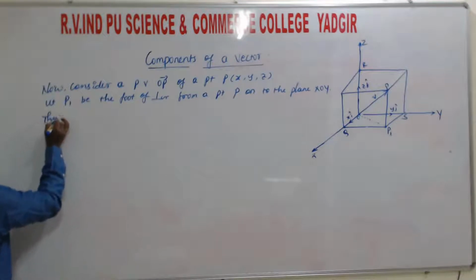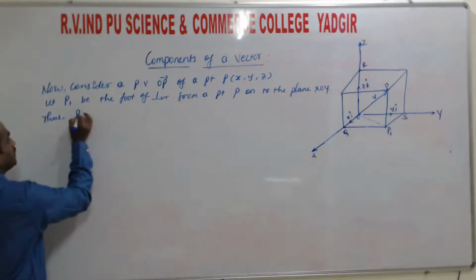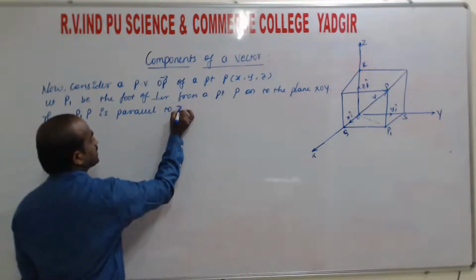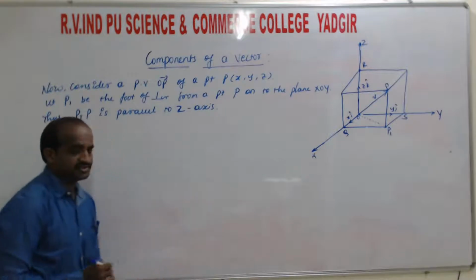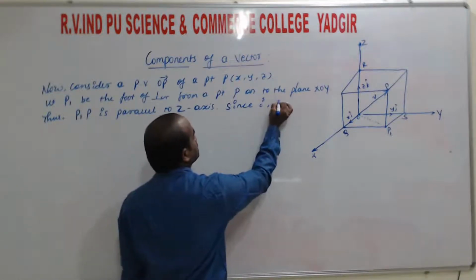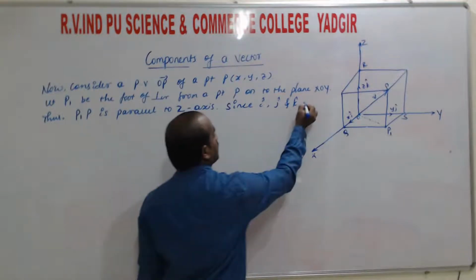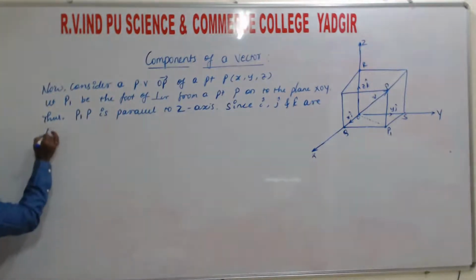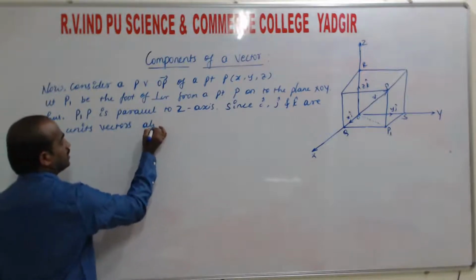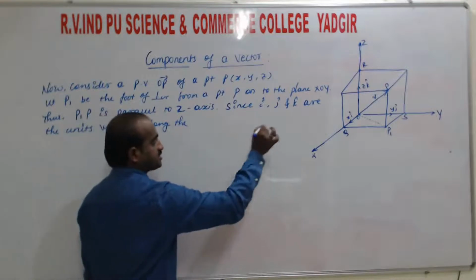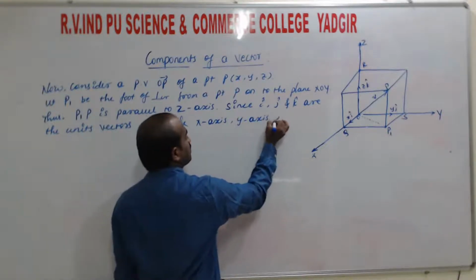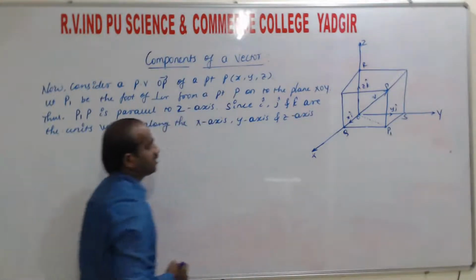Thus P1P is parallel to the Z axis. Since i, j and k cap are the unit vectors along the x-axis, y-axis, and z-axis respectively.